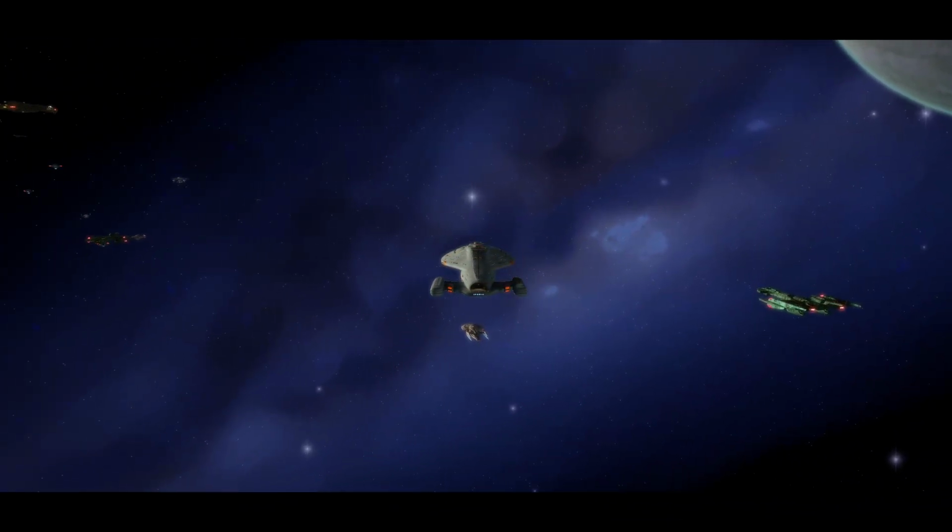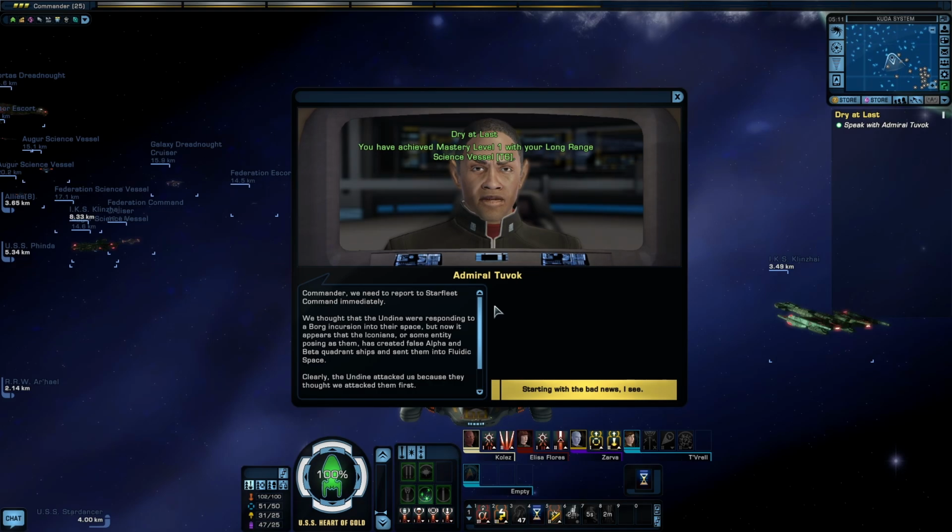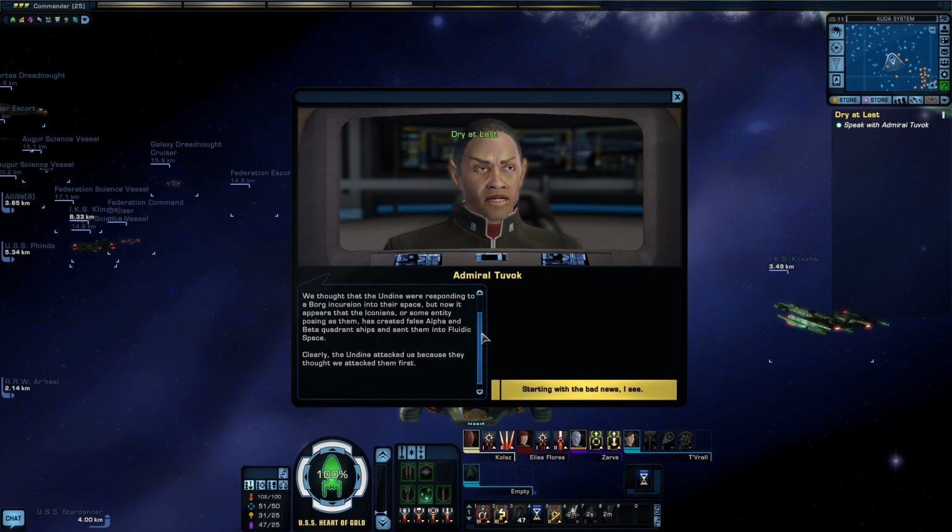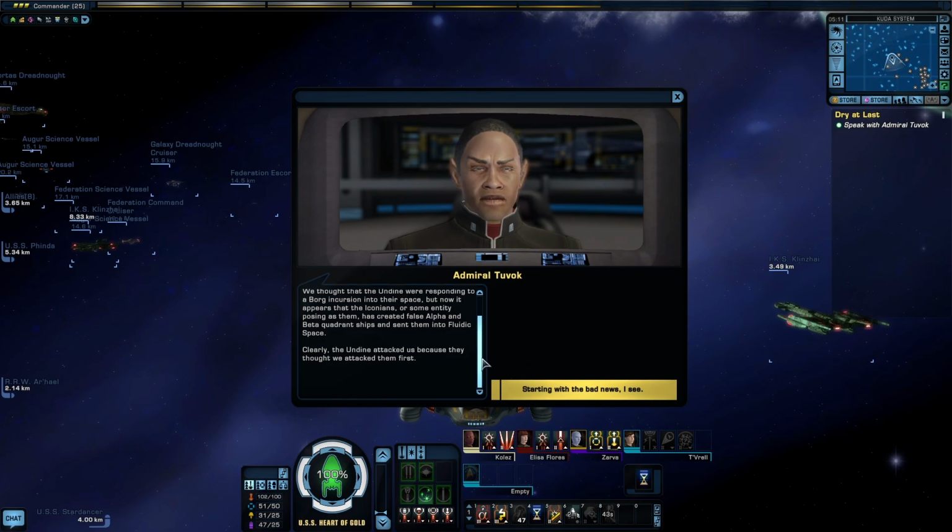We need to report to Starfleet Command immediately. We thought that the Undine were responding to a Borg incursion into their space, but it now appears that the Iconians, or some entity posing as them, has created false Alpha and Beta Quadrant ships and sent them into fluidic space. Clearly, the Undine attacked us because they thought we attacked them first. I think it's the genuine Iconians, because in one of the cutscenes we see the Iconian gateways open up and false Alpha Quadrant ships coming through.